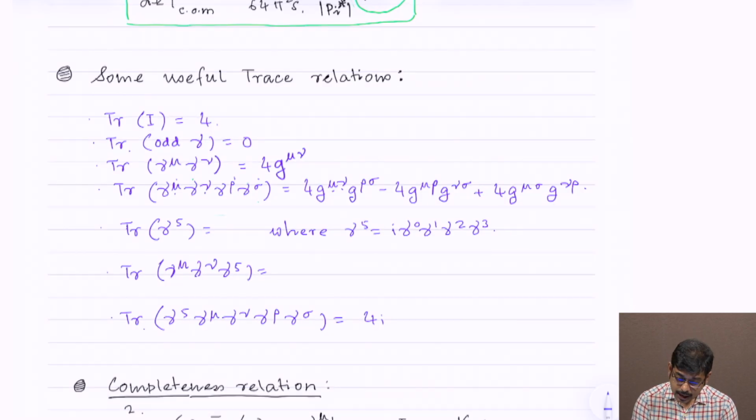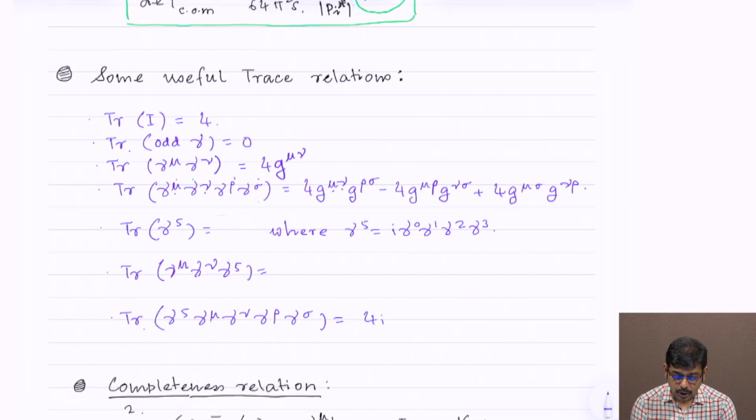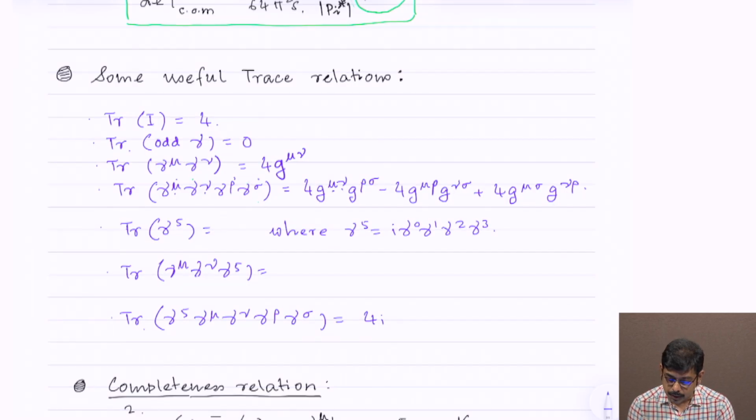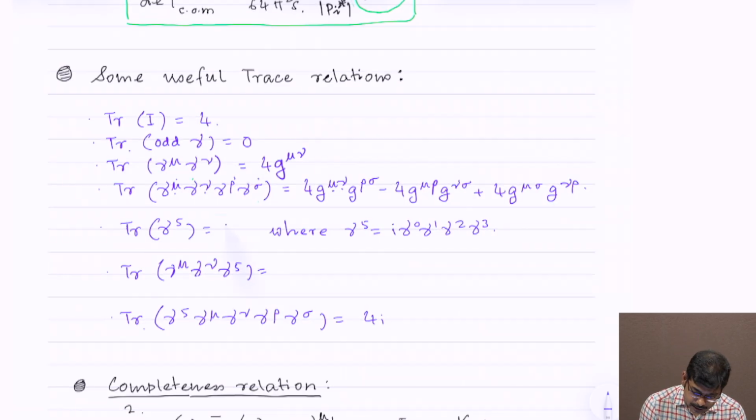This is something that I am not proving, but you can go back to any quantum field theory book that you like and prove this relation. So the trace of gamma mu gamma nu gamma rho gamma sigma is equal to 4 g mu nu g rho sigma minus 4 g mu rho g nu sigma plus 4 g mu sigma g nu rho. Next, the trace of gamma 5 is identically 0.